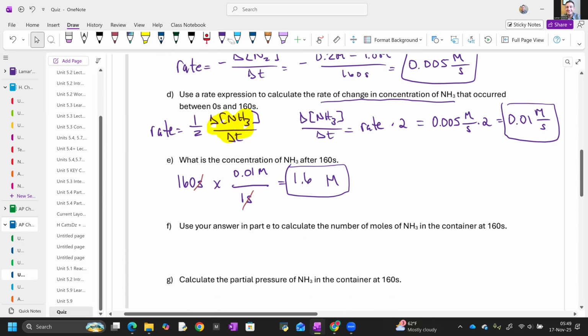Now, use your answer in part E to calculate the number of moles of NH3 in the container at 160 seconds. All right. So now what we're supposed to do is figure out the number of moles.